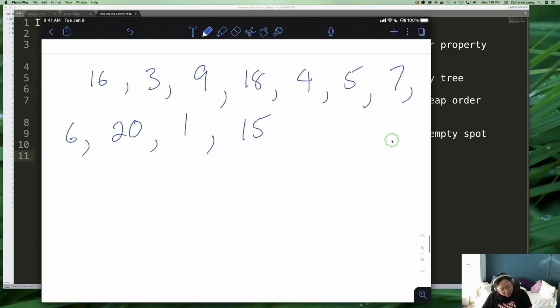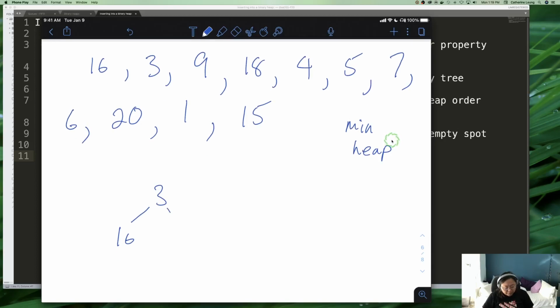So 16 goes in first, so 16 is at the root. Then remember, this is a min heap, so smaller value has higher priority. So we try to put in the 3. The 3 should go to the left of 16, but it can't because 3 is higher priority. So what do we do? We take the 16, we move it down, we put the 3 at the root. Now we try to put in the 9. Can we put the 9 in without breaking any rules? And the answer is yes, because the new node goes here, and we can put the 9 in right away.